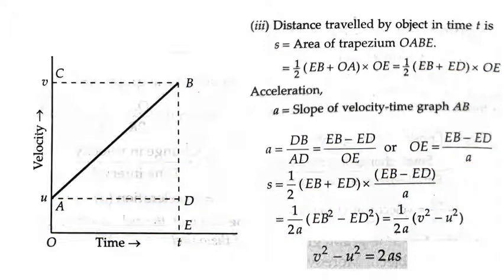Now, what does my EB represent? EB represents my final velocity v. What does this ED represent? ED represents my initial velocity u. So instead of EB and ED, I can simply write v square minus u square. Fine. Now what I will do, I will send this a to the other side of the equation. I'll multiply it with s. Therefore, I can write v square minus u square equals twice of as. Fine. So this is my third kinematic equation.